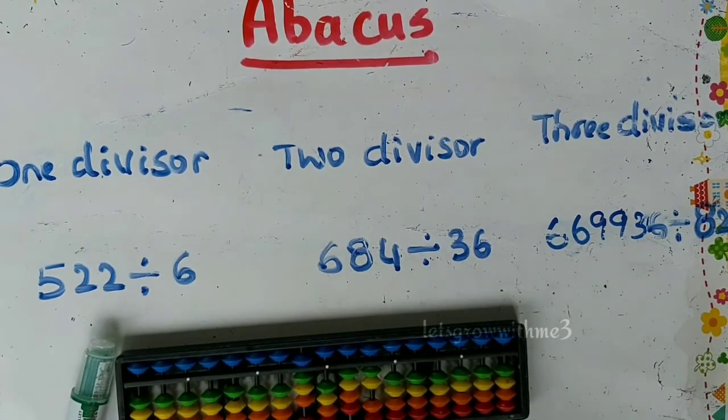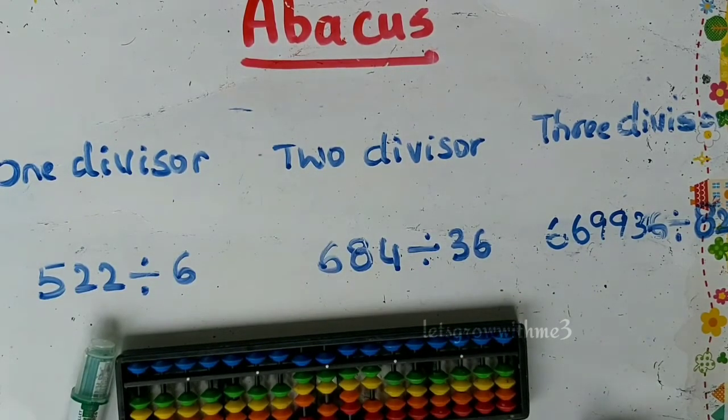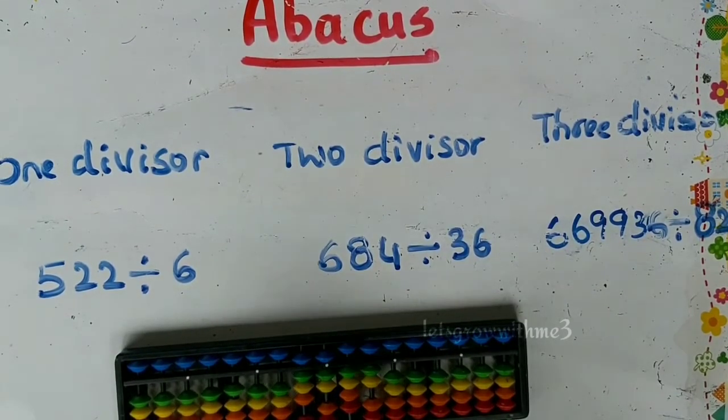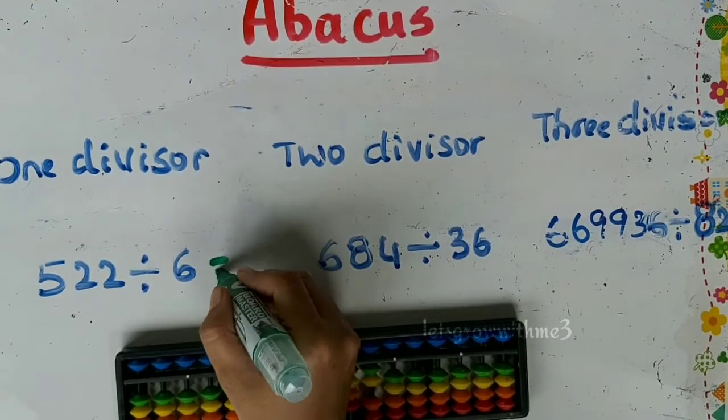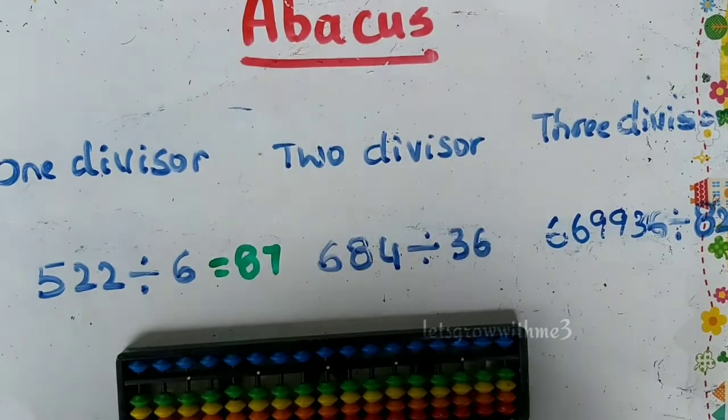So our next dividend is 42. So how many times? 6 7s are 42. Then set 7 on the abacus, then remove 42. Okay, so we need to set 7, then remove 42. The next value, the remainder, is 0. So what's the answer? 522 divided by 6 means 87. Okay, that's how we need to solve.